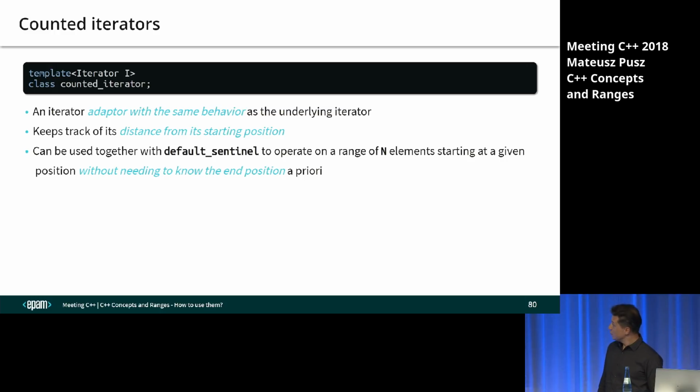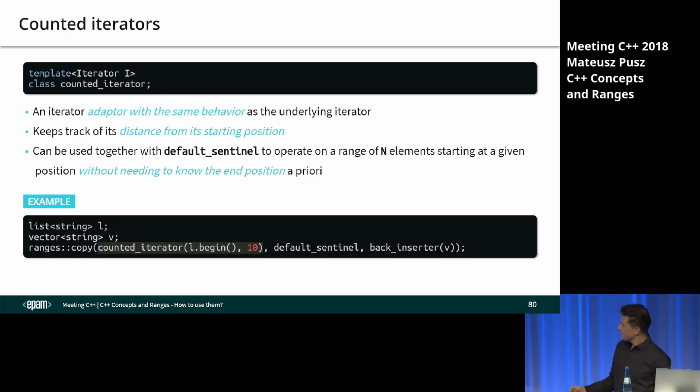As I already told, it can be used with default Sentinel in such a way. Let's assume that we have a list, we have a vector, and we can provide a counted iterator of list begin, and it will count only 10 times. And we don't have to provide the end iterator of the list because it will not be cheap. We provide a default Sentinel here. So this is basically an equivalent of the copy_n operation from the previous library.